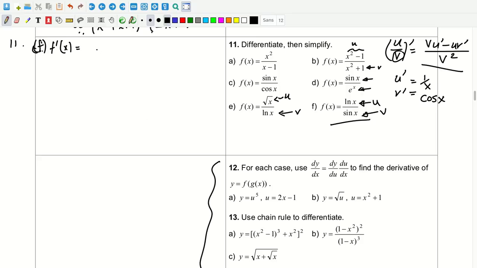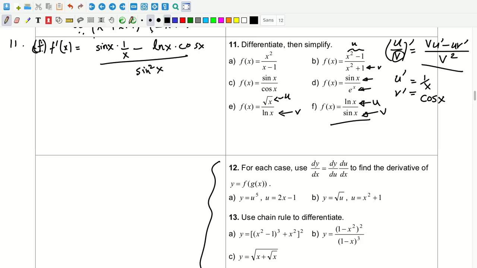So the derivative, I like to have fun, sorry guys. The derivative is sine x times u prime, and that happens to be 1 over x, minus ln x times the derivative of sine x, which I have provided. It's cos x. And then we get sine x squared, or sine squared x on the bottom.